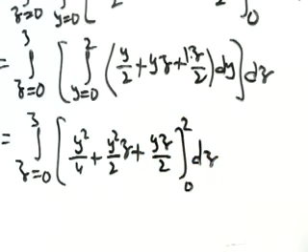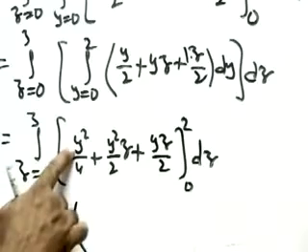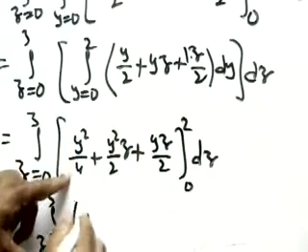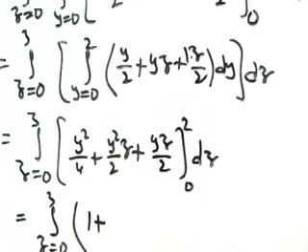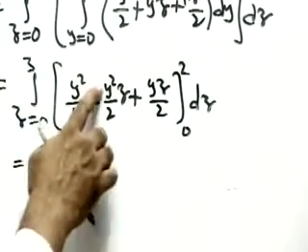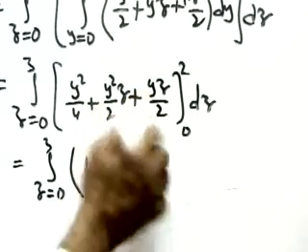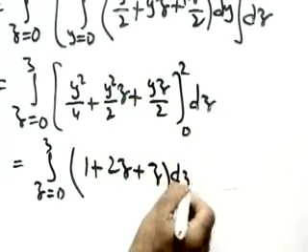Now we have to substitute the upper limit. The lower limit is 0, so no need to substitute. Now let me substitute the upper limit. If we substitute the upper limit here, 2 square is 4. 4 by 4 is 1. Again here, 2 square is 4, 4 by 2 is 2z. If you keep here 2, the 2 will get cancelled, z dz.